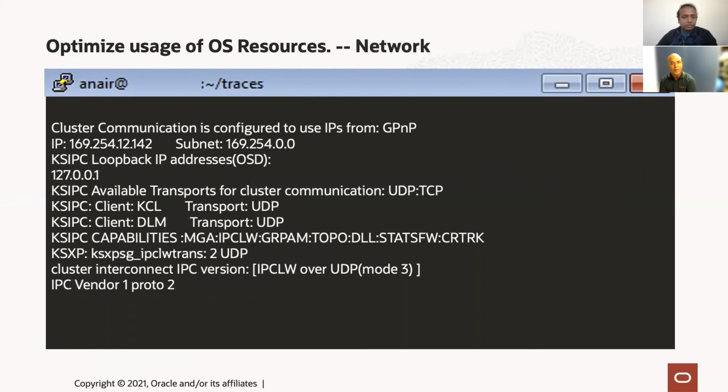Moving on, same with networking. The private network, as you know, is what we use for our cache synchronization. We detect UDP, and then we use the lightweight IPC to make sure that we can benefit and reduce the number of operating system resources.